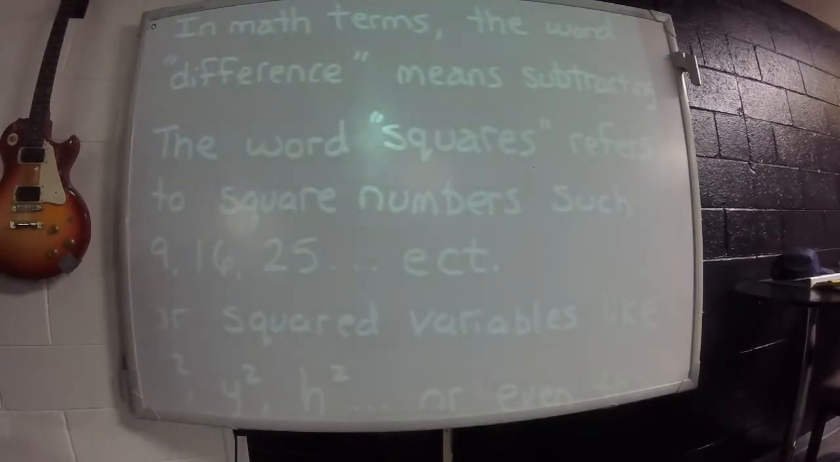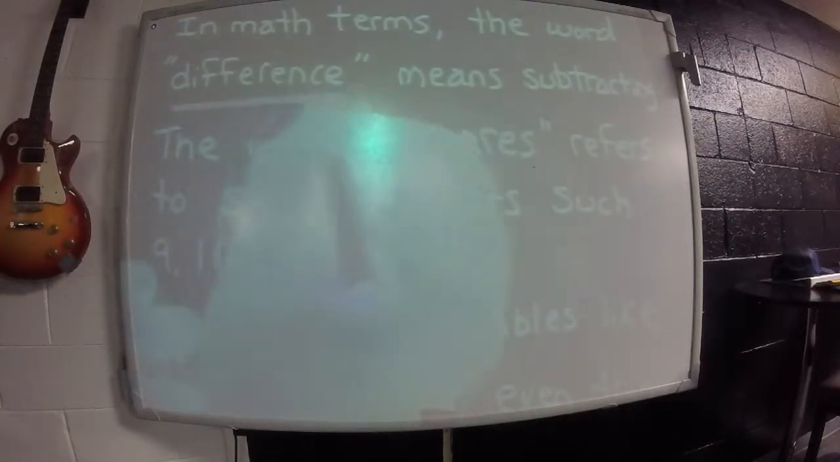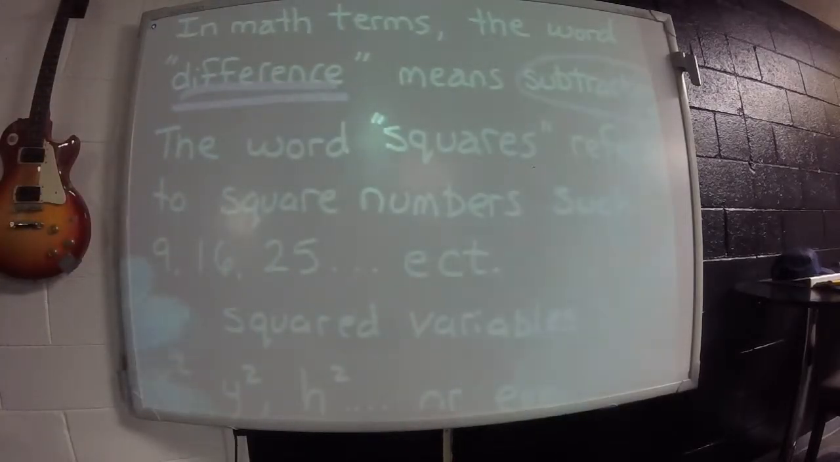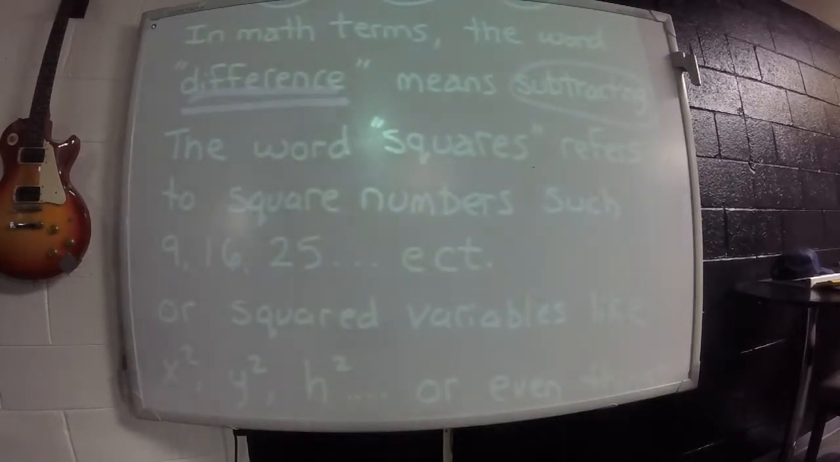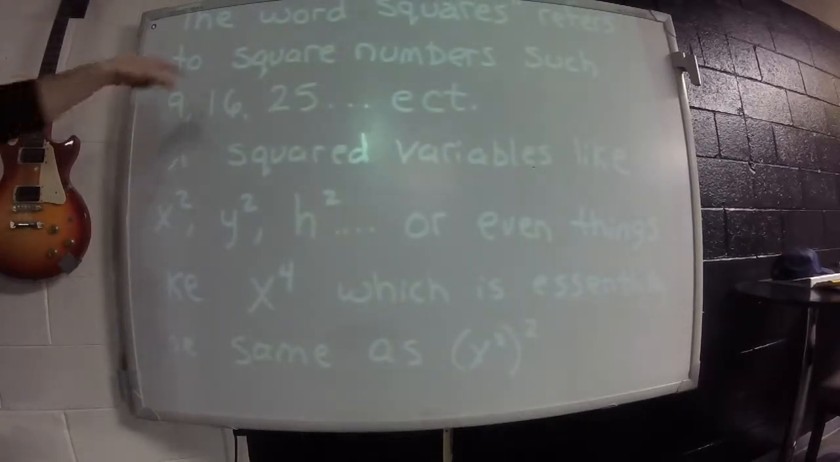First, you need to know when you're looking at an expression that's a difference of squares. The word difference in math means subtracting. So if I say a difference of squares, I'm talking about subtracting two things. You're going to see two things, and they're going to be subtracted. Now the word squares in math, we're not talking about the actual squares in geometry. We're talking about, in algebra, a square would be, as far as a number, 9, 16, 25.